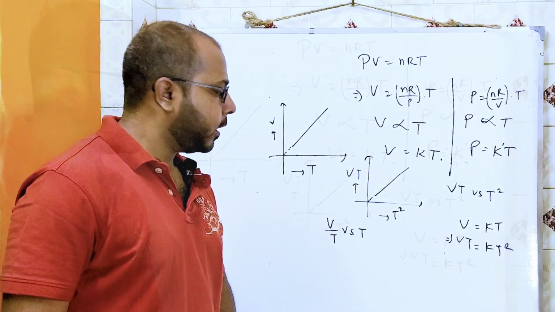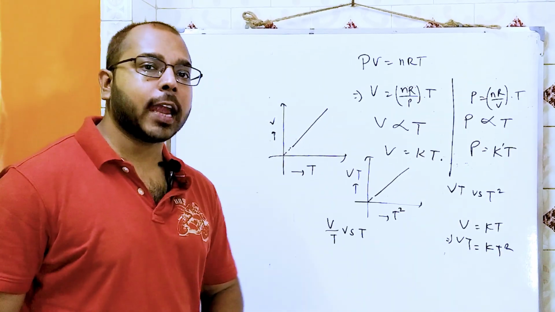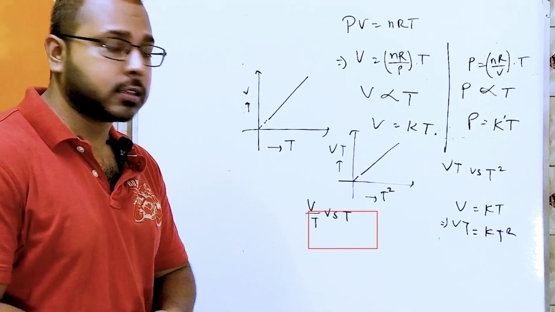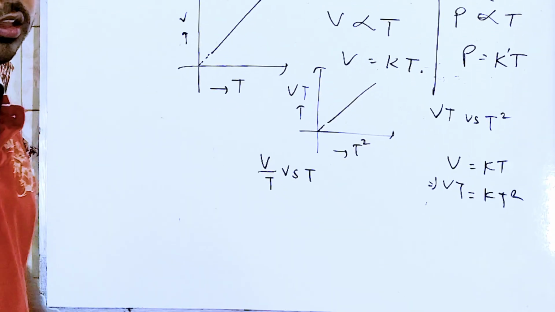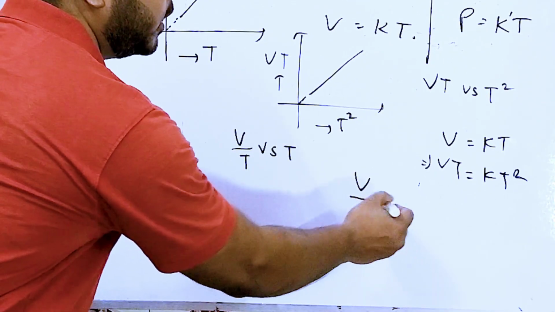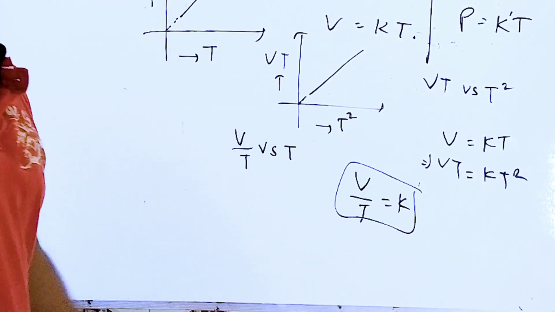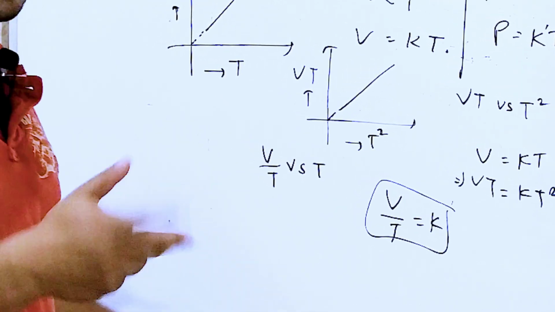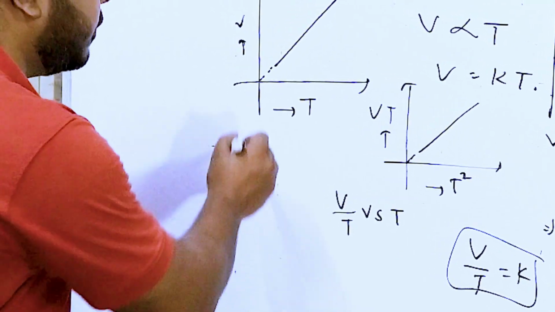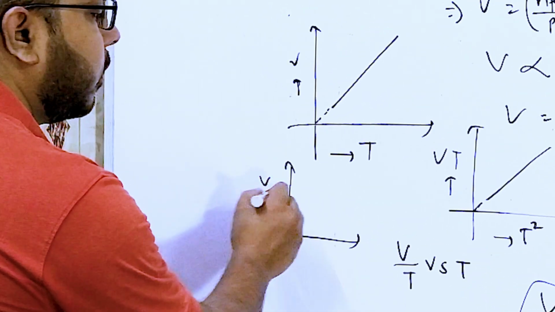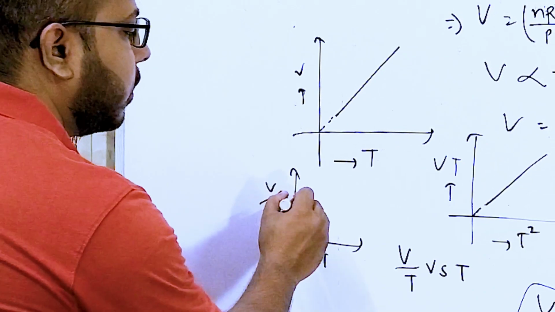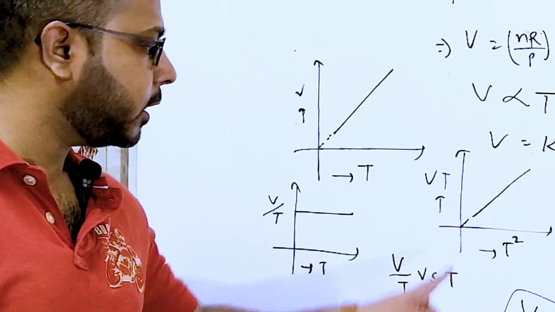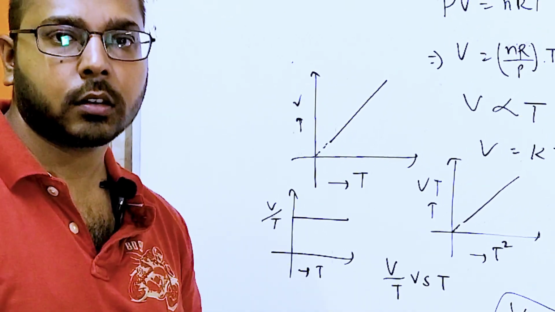Got it? So if someone is asking you that V by T versus T, then what will be the nature of V by T versus T? Again V equals to Kt. That means V by T equals to what? K. That means constant. So V by T is not dependent on T, therefore V by T versus T would be parallel to the x-axis because V by T is constant. Got my point?